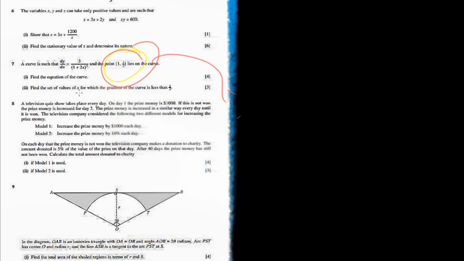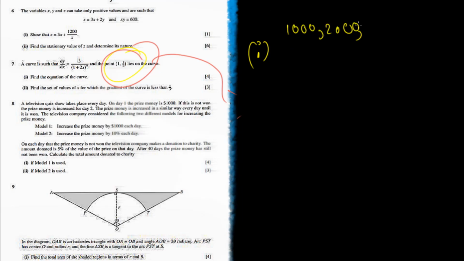Okay, question number 8. Okay, so in question number 8 you have two models. Model number 1 is your arithmetic sequence. Your model number 2 is your geometric sequence. The question is which one will be more charitable, which one has more amount after 40 days. All you have to do for part 1 is write down your sequence, create a sequence yourself.